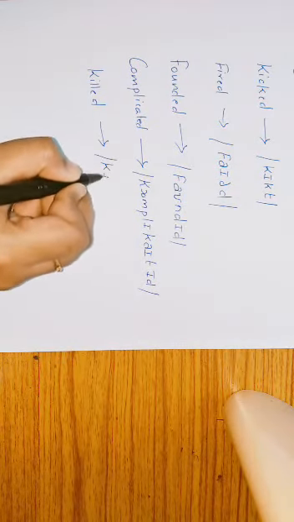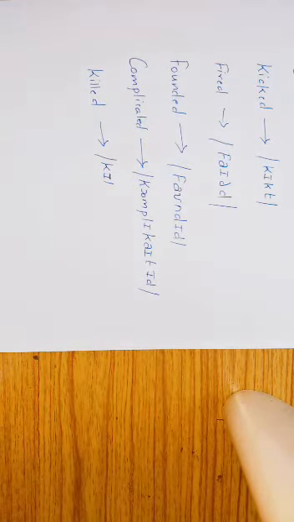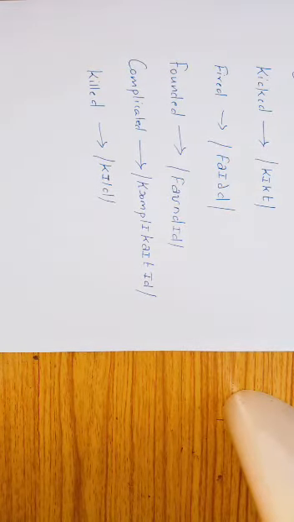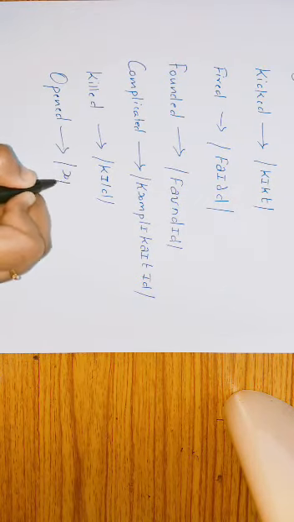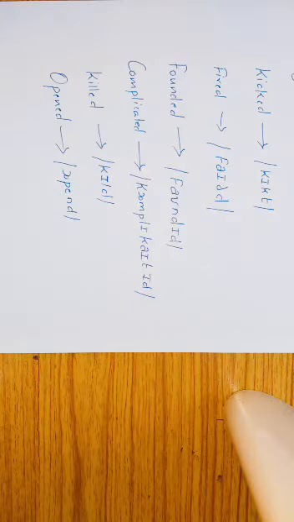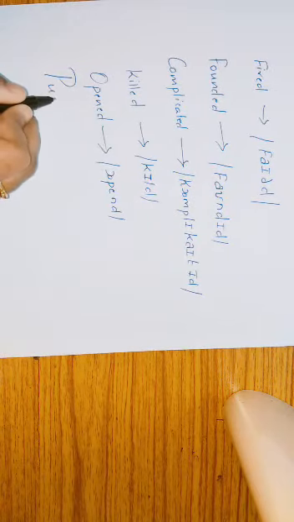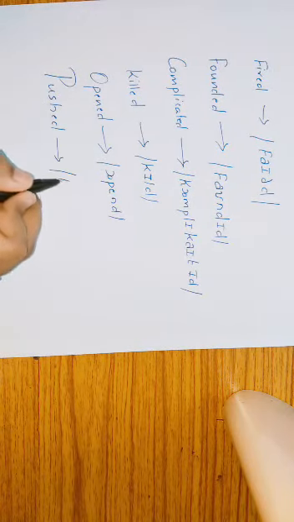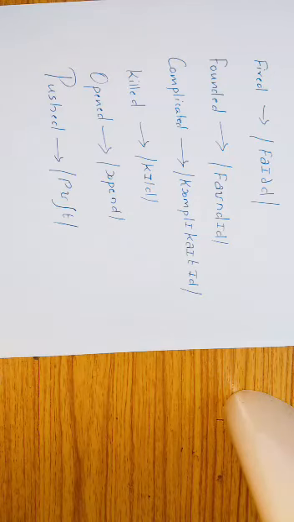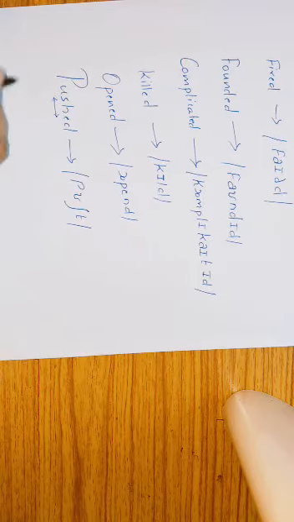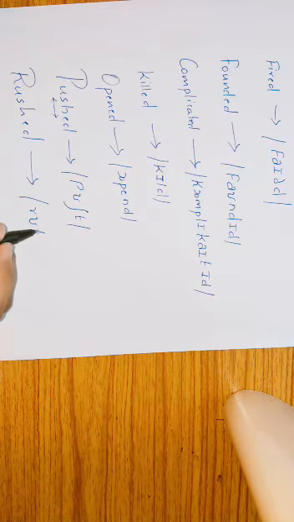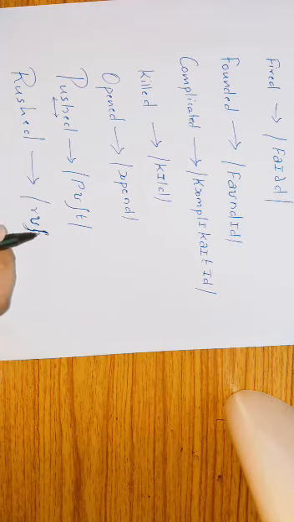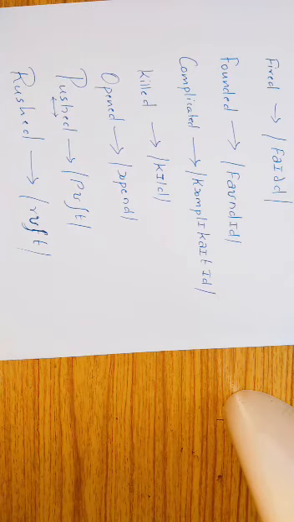Killed. K sound, e sound, l, kill. This ends in a voiced sound. So we should use D sound. Killed. Opened. O, pen, d. Pushed. U, sh and t. As sh is a voiceless sound, we should use T. Rushed. R, a, sh, t, rushed.